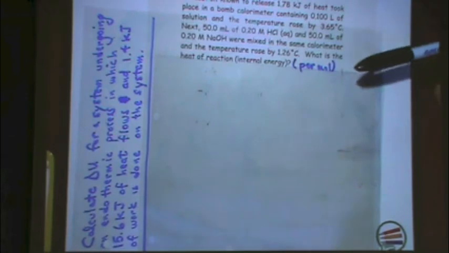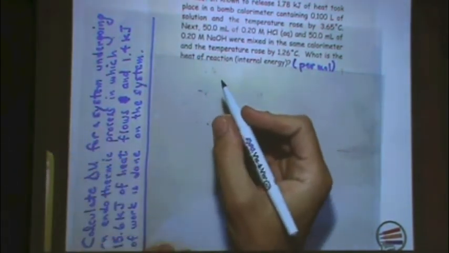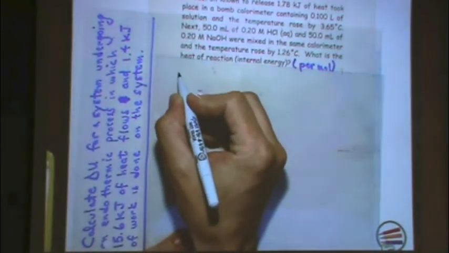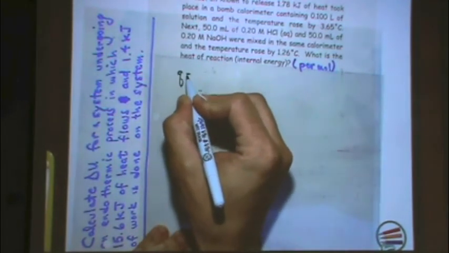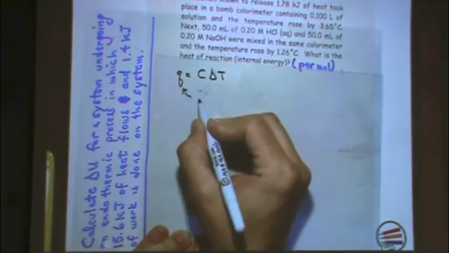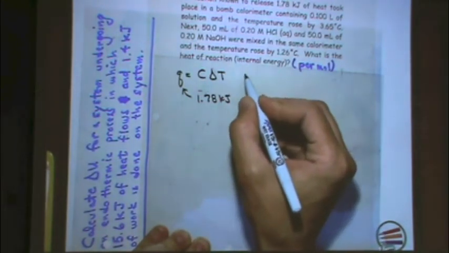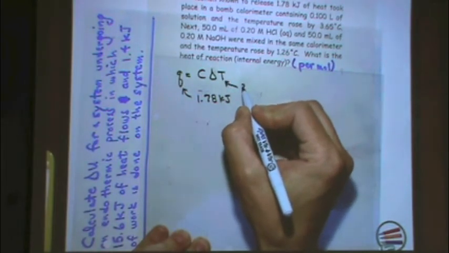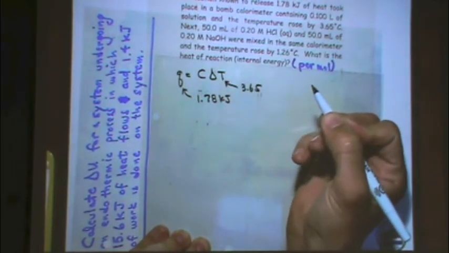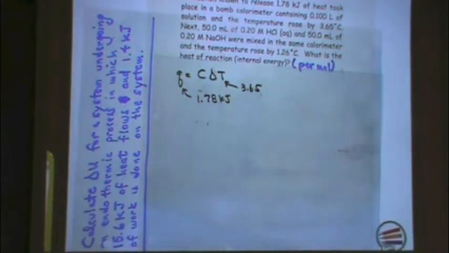The first sentence, which is the first 3 lines, is really the first set of calculations. We have a bomb calorimeter, and the equation for the bomb calorimeter is this. We're given Q 1.78 kilojoules, and we're given delta T 3.65. So the first sentence is actually having us calculate C, the heat capacity, so we can do the next calculation.